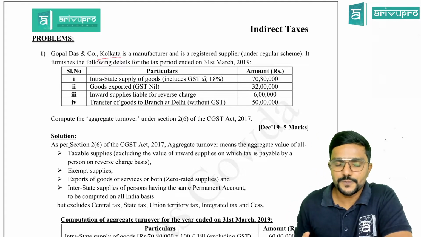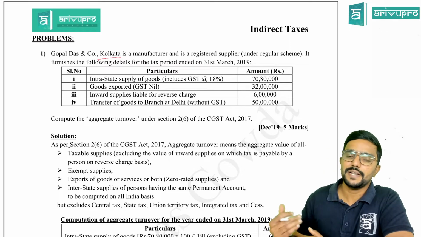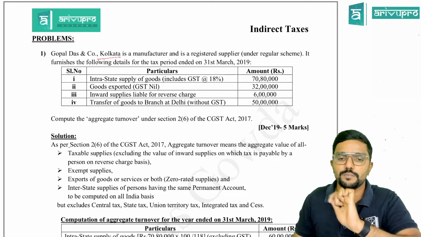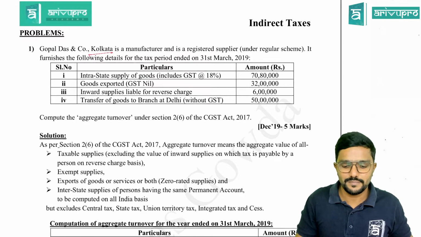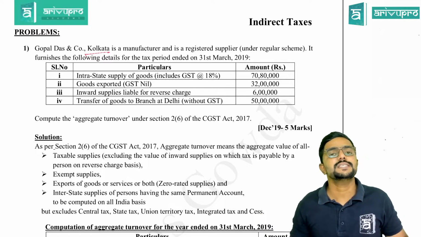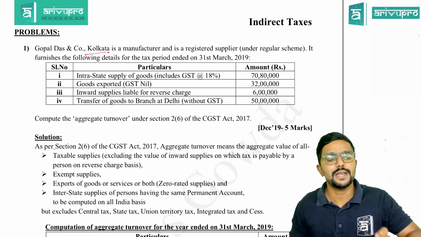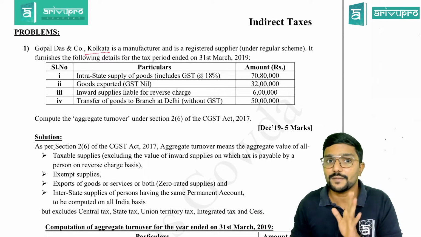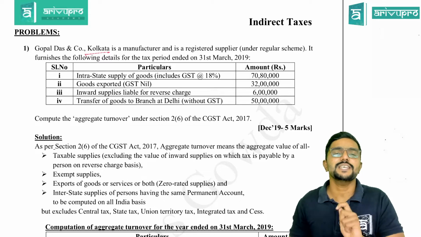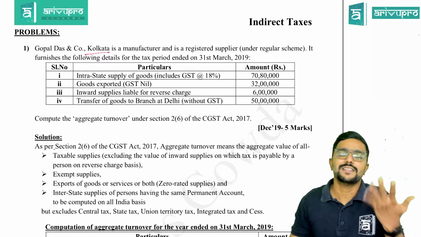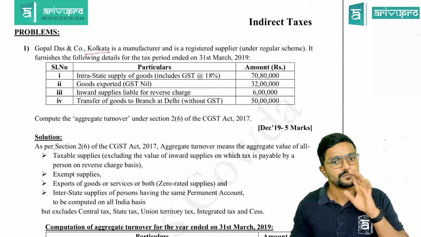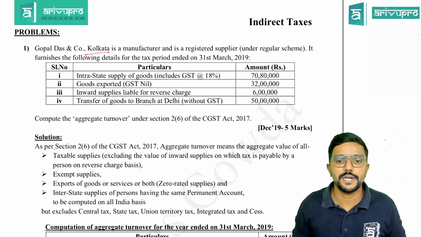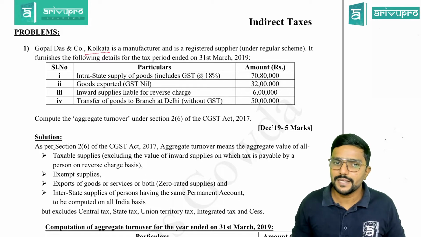Intrastate supply of goods, which includes GST, 70,80,000. It is inclusive of GST, so please be careful. Goods exported, GST nil. Actually, if you have exported, it is a zero rated supply. What they are trying to tell in the bracket is that it is not a nil rated supply, it is actually a zero rated supply. GST paid is nil, because as a zero rated supply, you can export the goods even without paying the tax. The value is 32 lakh. Then inward supplies which are liable for reverse charge, 6 lakh.